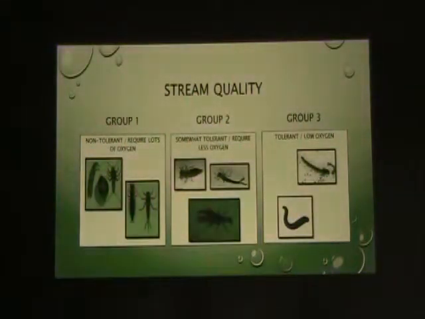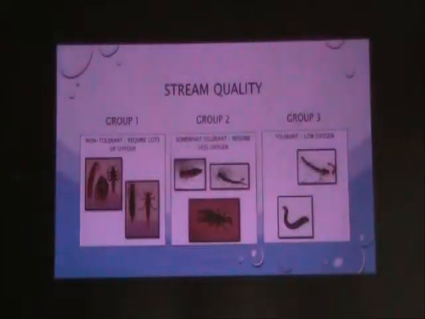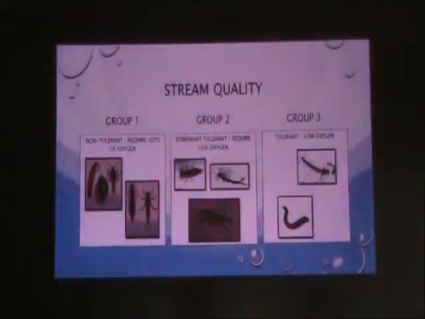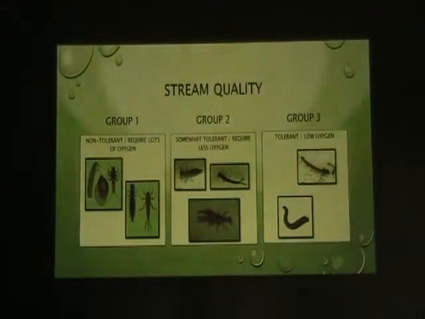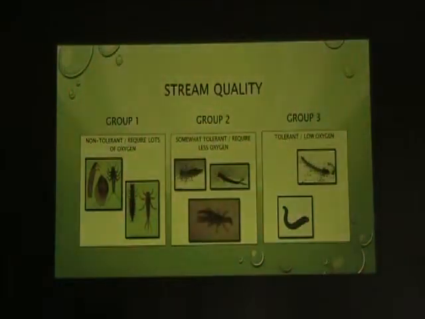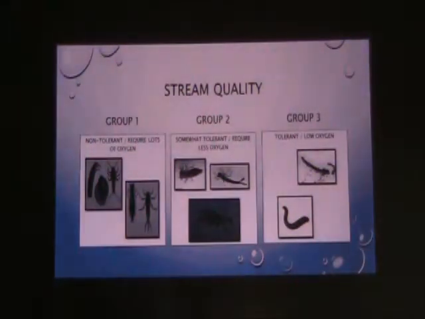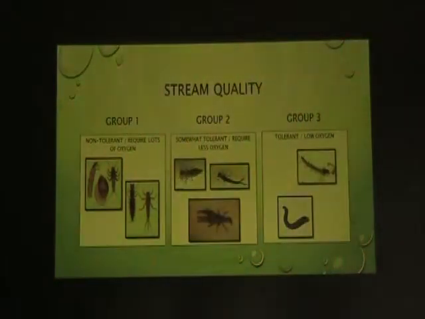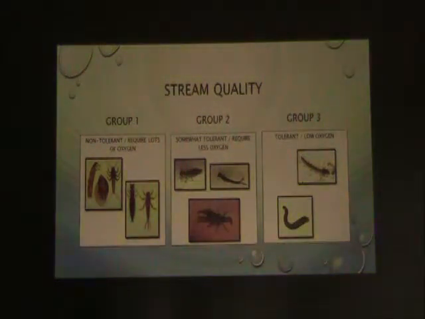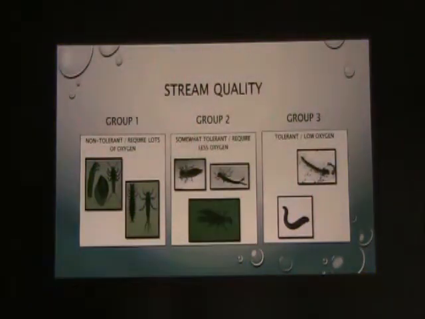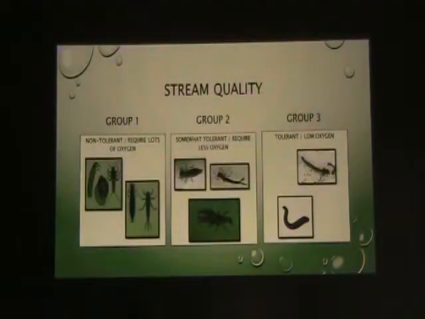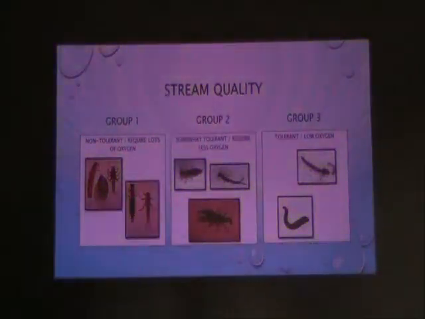And then group 2, somewhat tolerant, require a little bit less oxygen: dragonfly nymphs, so on and so forth. And then our least favorite, they are the ones that can tolerate lots of pollution, as well as low oxygen. So those are our leeches, our mosquitoes, our black fly larvae, so on and so forth. So that's really what I wanted to talk about by way of freshwater. You can determine by looking in the ground what water quality you have.